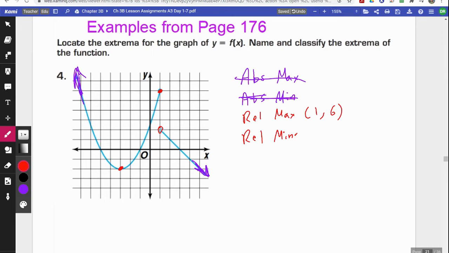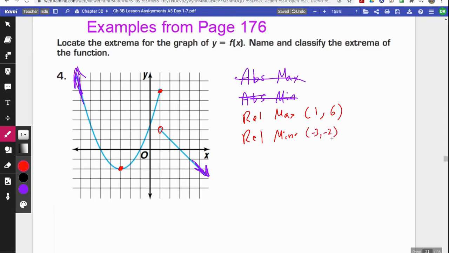A relative min. We have a dip in the graph right there. We see it's decreasing up to this point, and it stops and turns around. It's decreasing up to a relative minimum, and then it starts increasing again. So the relative minimum would be -3, -2.